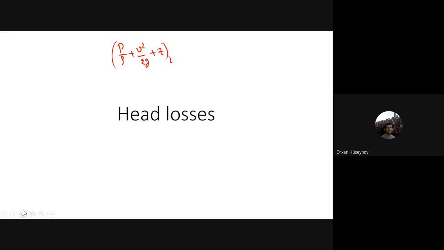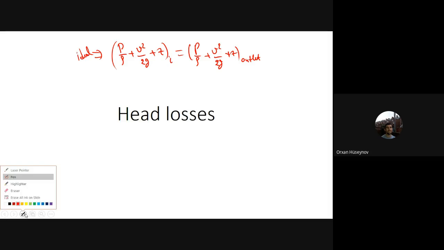I will not add anything, and this value will be equal to P by rho plus V squared by 2g plus Z, and this one is for the outlet. And we have said that these two quantities are only equal when it is ideal. Okay, this is for the ideal case. But when reality comes into the picture, you will not have these equations, but you will have plus the losses part. Okay, and this is the losses.